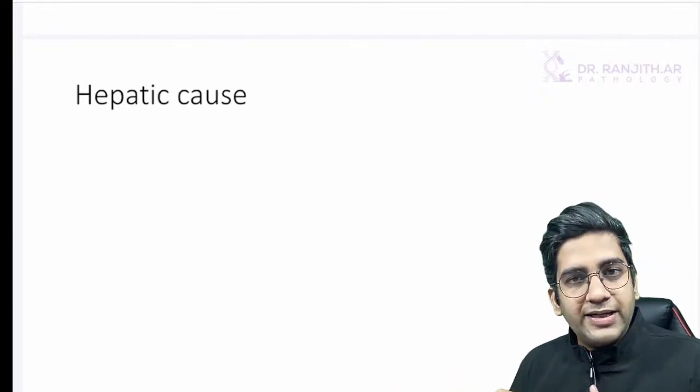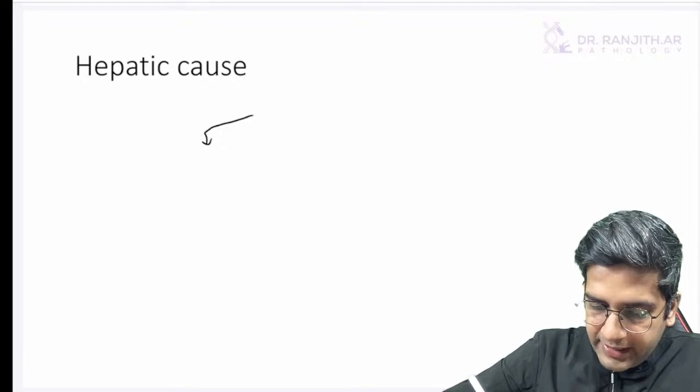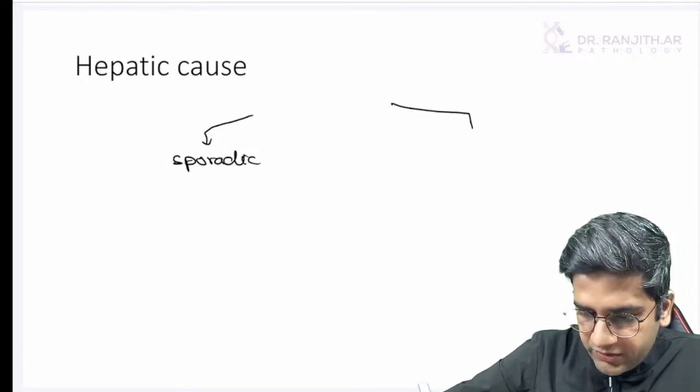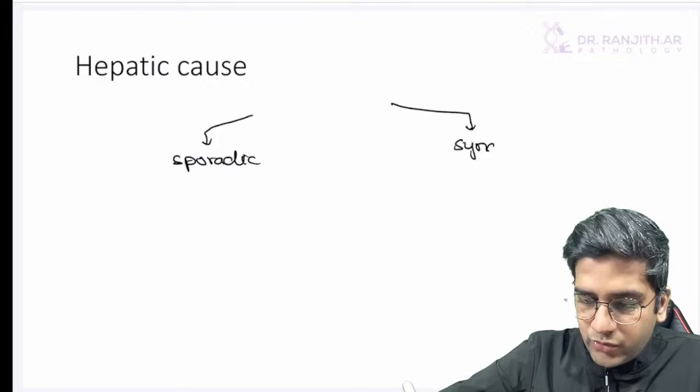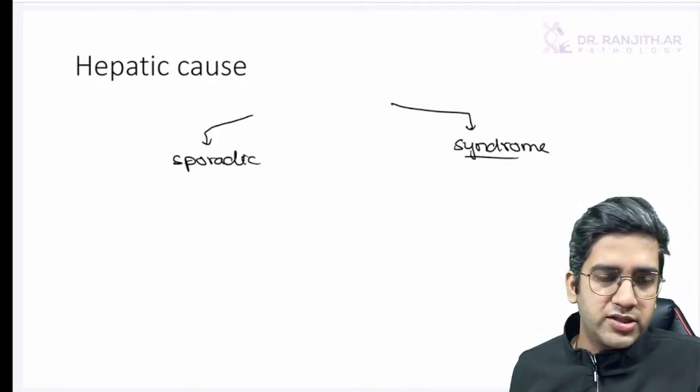right? So hepatic jaundice can be of multiple causes. You can call them sporadic etiologies. You can call them some syndromes of hepatic jaundice. There are few classical syndromes. I'm sure you must have read the syndromes. Classical syndromes of hepatic jaundice, right?